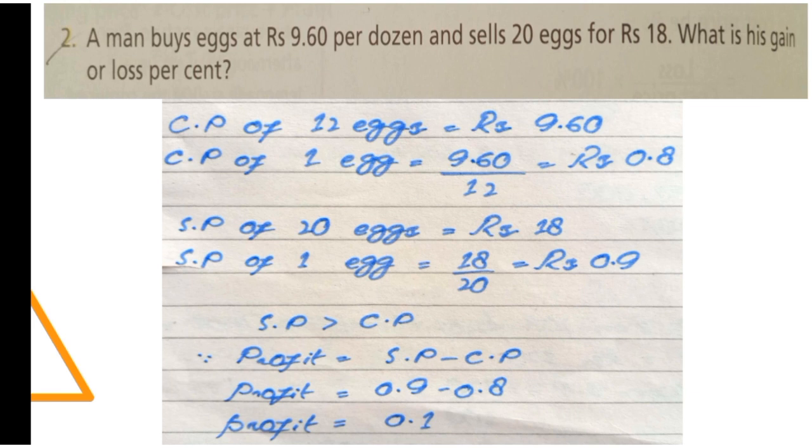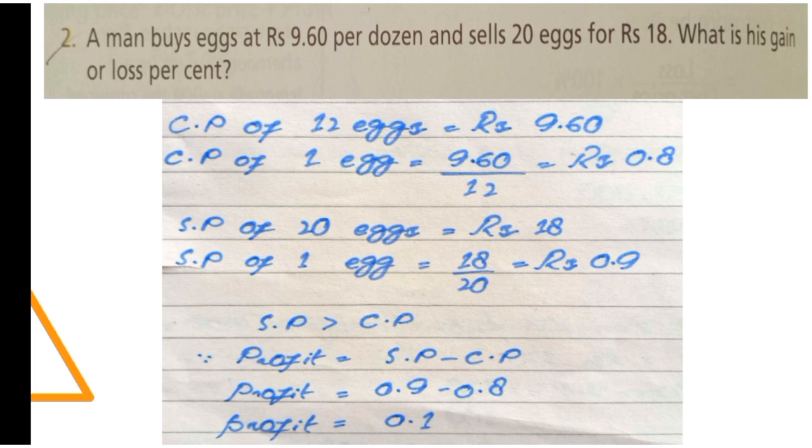Now selling price of 20 eggs is rupees 18. We need to find the selling price of one egg first. So divide 18 by 20, and we get 0.9 rupees. Since selling price is greater than cost price, we'll have a profit, and profit is equal to SP minus CP. Therefore 0.9 minus 0.8, which is equal to 0.1. So our profit is 0.1 here.